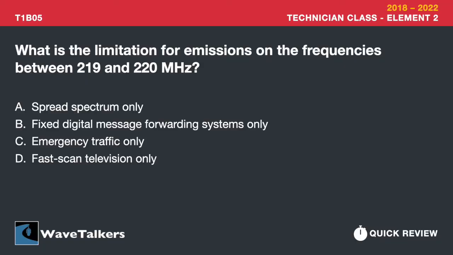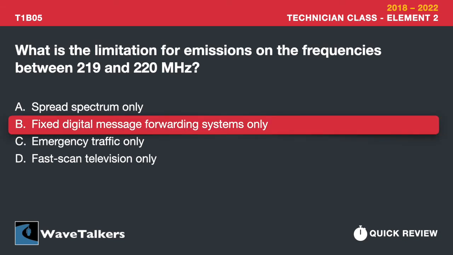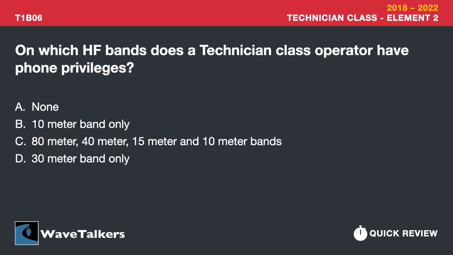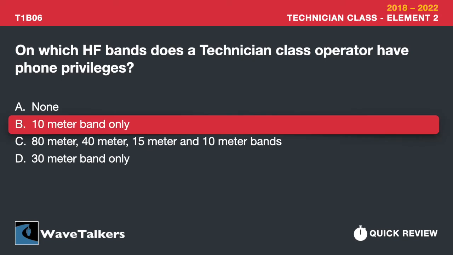What is the limitation for emissions on the frequencies between 219 and 220 megahertz? Fixed digital message forwarding systems only. On which HF bands does a technician class operator have phone privileges? 10-meter band only.